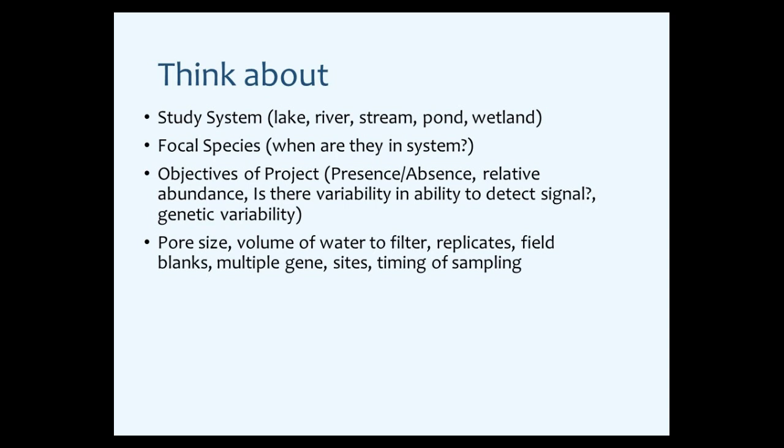Because the data that you provide to whoever you're giving it to needs to be scrutinized at that high, robust level. If so, you want field blanks. Again, do you want multiple genes to detect what you're doing? You can do multiple genes in both the single species approach as well as the metabarcode approach. Is that something to think about?